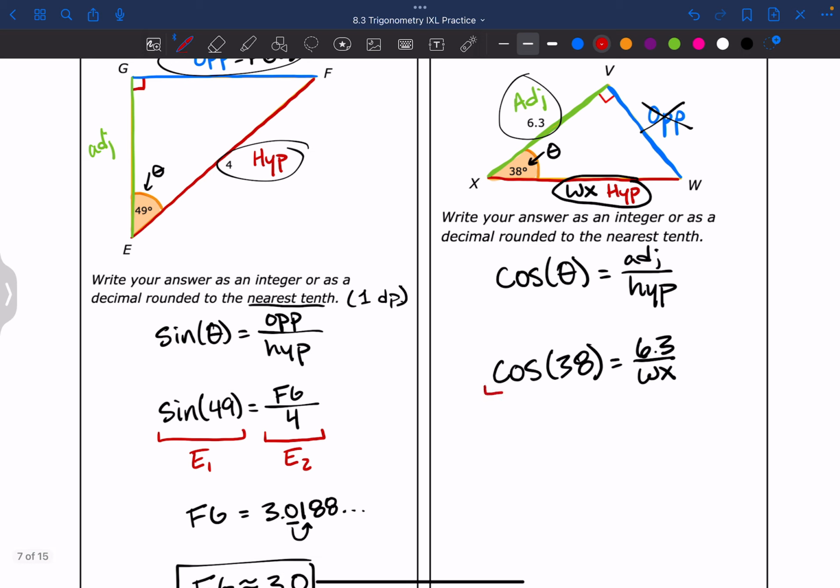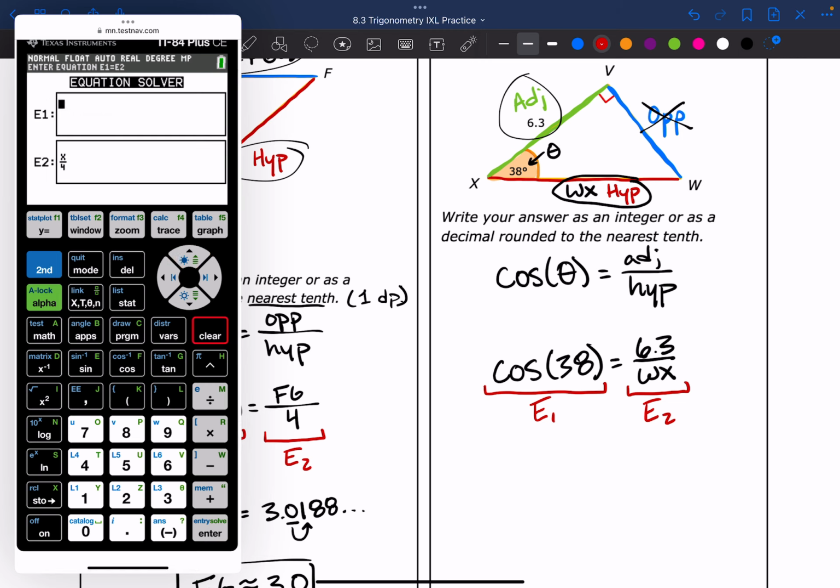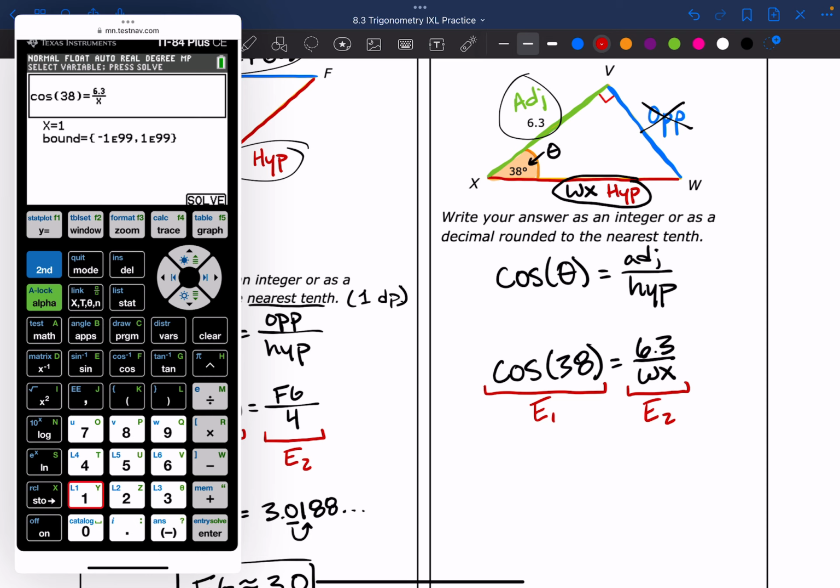And really, you can utilize numeric solver or you can solve it by hand. I'm going to use numeric solver just to keep it convenient for us. So left-hand side is E1, right-hand side is E2. Press up, up. I'm going to clear that, put cosine of 38. Again, I'm already good because you can see on the top of your calculator that the mode I'm in is degree. So I'm good. If it was in radians, I would have to change the mode. Press alpha y equals, make my fraction, 6.3, drop down. I'm going to put an x for my WX. So that's what I'm looking for. Put 1, alpha, enter.